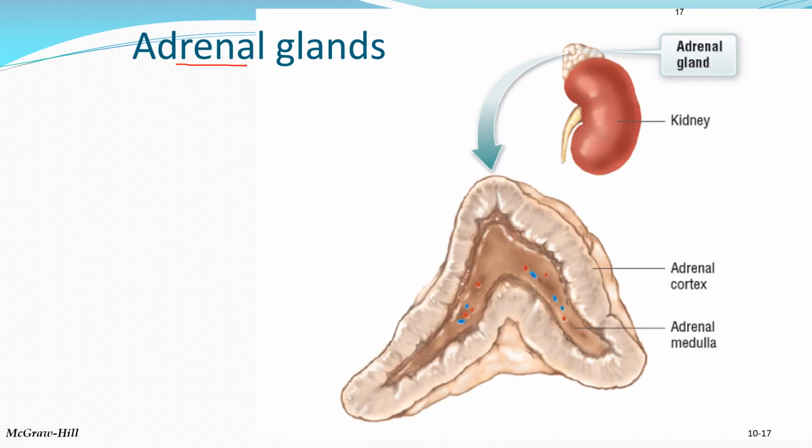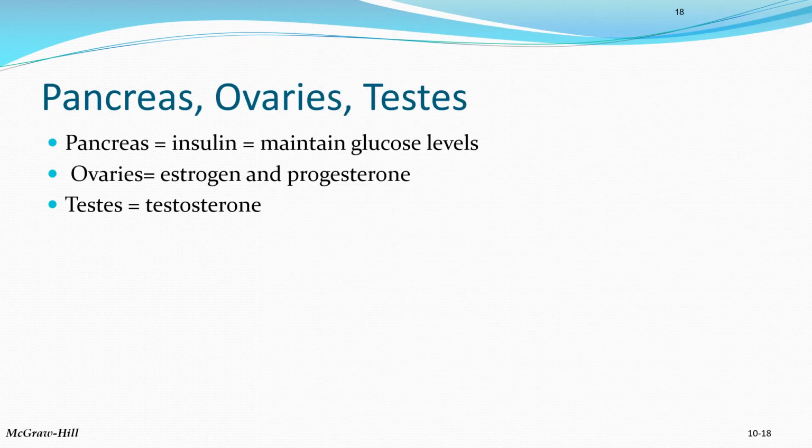Added to the renals, so the cortex, 3 functions. The medulla, only 1. For us, that is epinephrine, flight or fight. Pancreas, ovaries, and testes. So insulin responds to sugar. So when you eat, your blood sugar is going to go up.